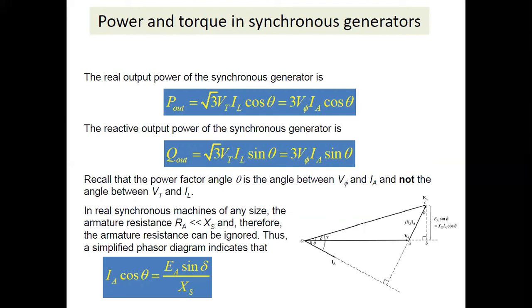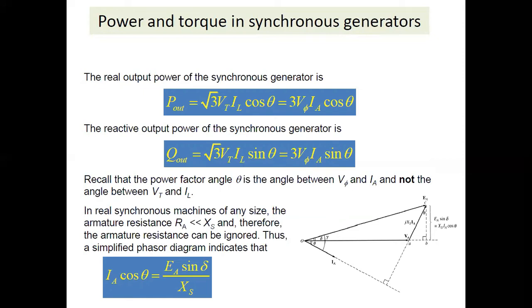And the reactive power output, that is Q_out, is equal to root 3 V_T into I_L into sine of theta. As already we have seen, the power factor angle theta is the angle between the voltage and the current, and not between V_T and I_L. It is between the parameters of the armature circuit, not of the field circuit.